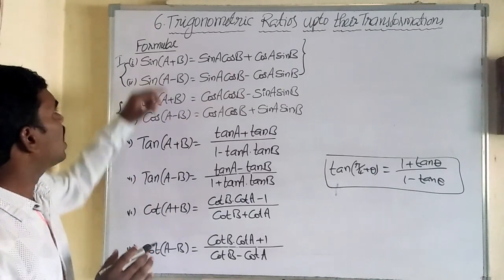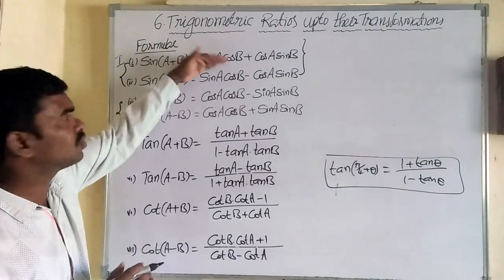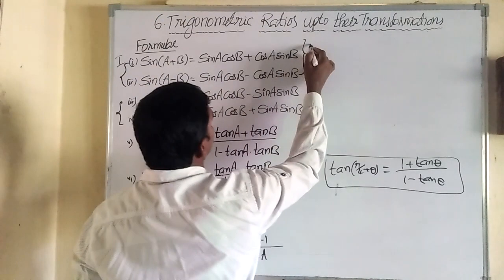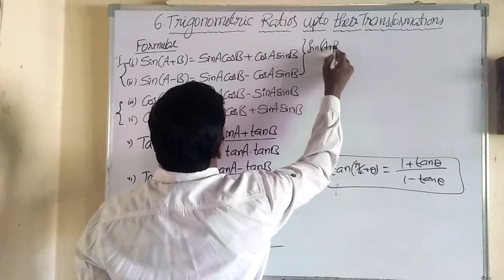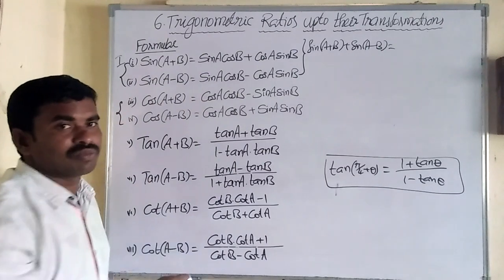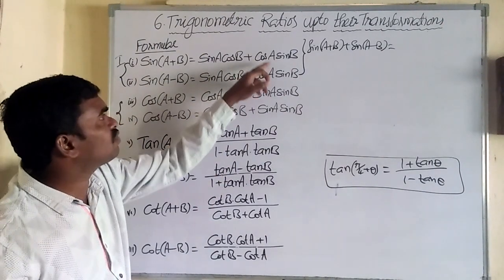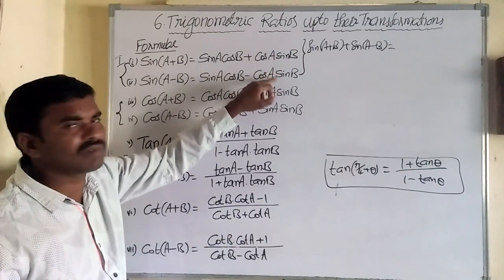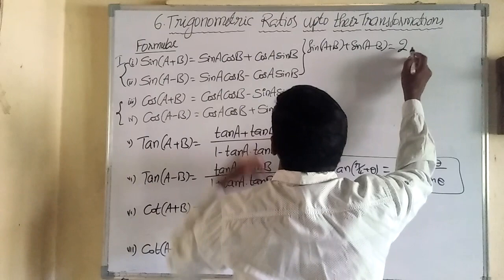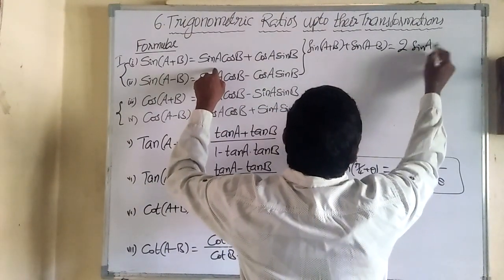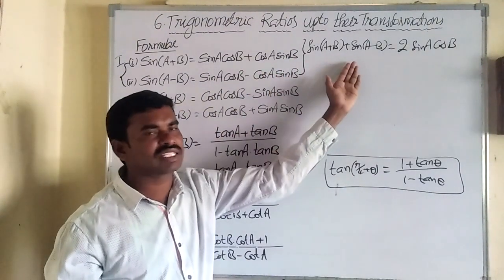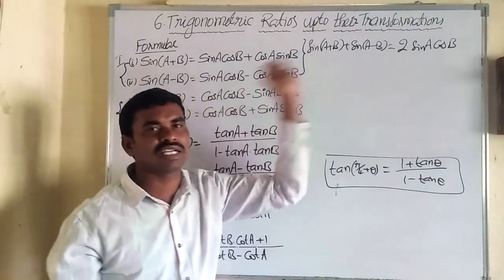Now, how? Add these two formulas. On the left hand side, if you add, you will get sin of a plus b plus sin of a minus b. I'm adding these two first. Then these two terms will be cancelled. Same terms with plus and minus are cancelled, and same terms are repeated, so we get the same term 2 times, which becomes 2 sin a cos b. So we can write one more formula: sin of a plus b plus sin of a minus b is equal to 2 sin a cos b.